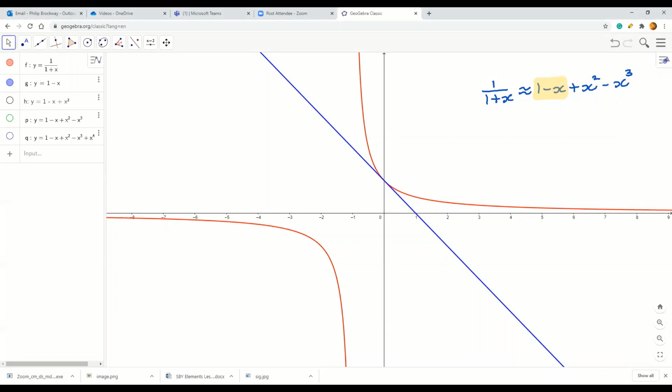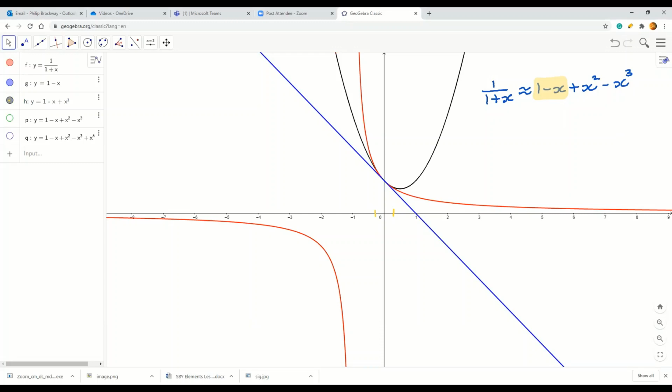So that's the straight line 1 subtract x, and notice it's tangent to our curve 1 over 1 plus x. As an approximation, if we look carefully, it's pretty good around this kind of range. You can see the graphs are fairly close, but anything outside of that range isn't particularly accurate. Now, if I add another term, 1 subtract x plus x squared, that's the quadratic expansion.